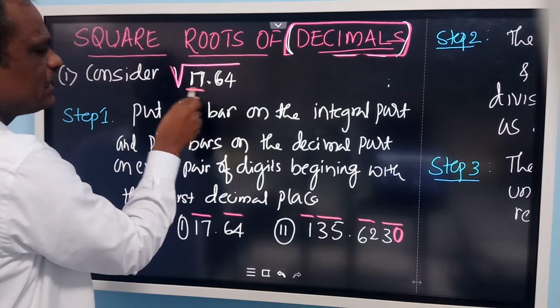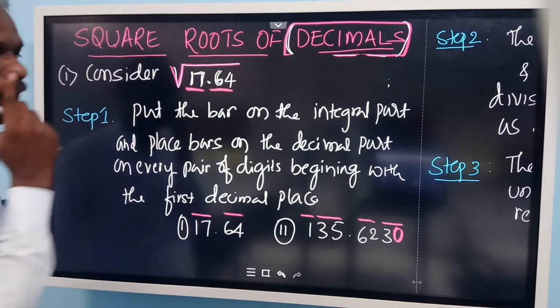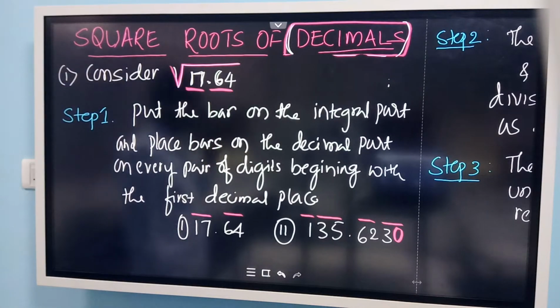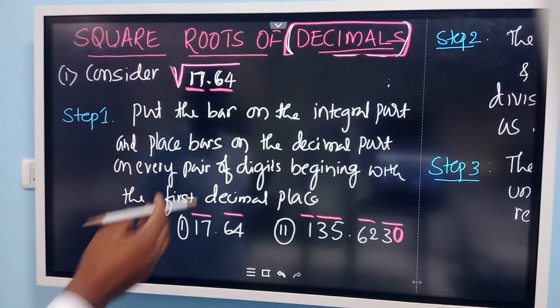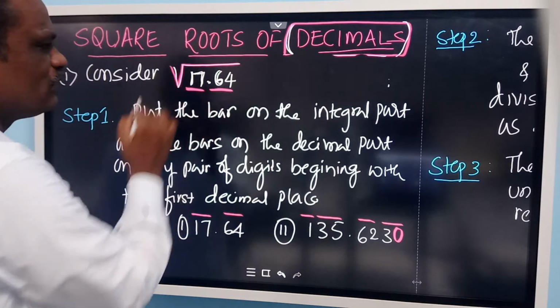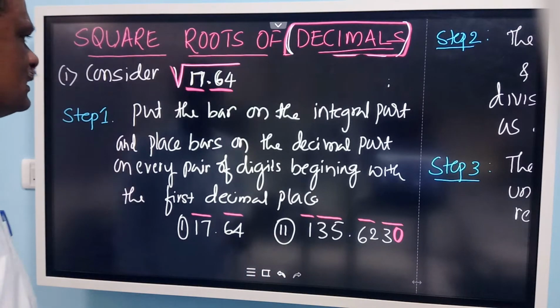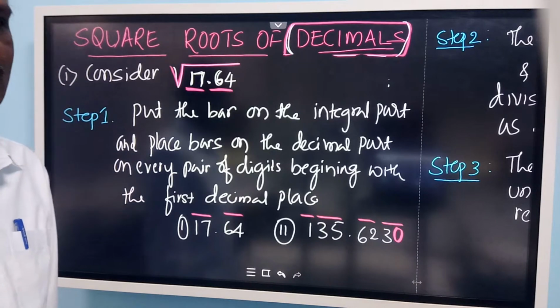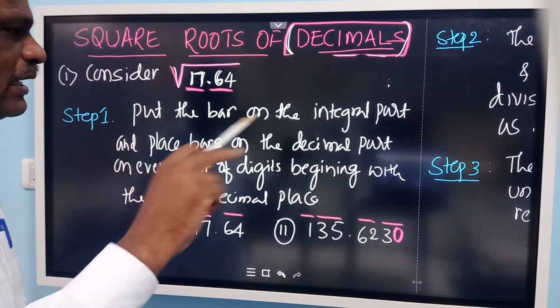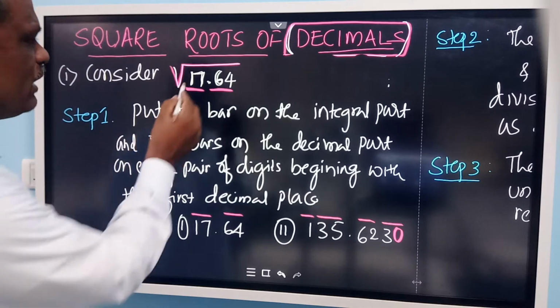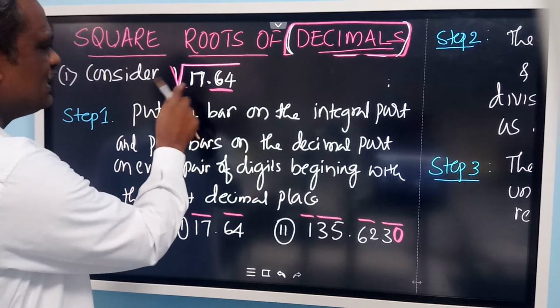One is the integral part, the other is the decimal part. After the decimal point, whatever comes is called the decimal part. Before the decimal point, whatever number you get is called the integral part. Integers, whole numbers: 0, 1, 2, 3, 4, 5, like that. As usual, the way you mark bars over the integral part, do the same to the left of this decimal point.